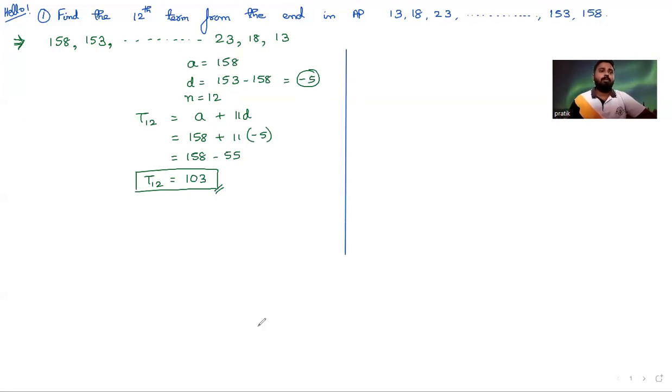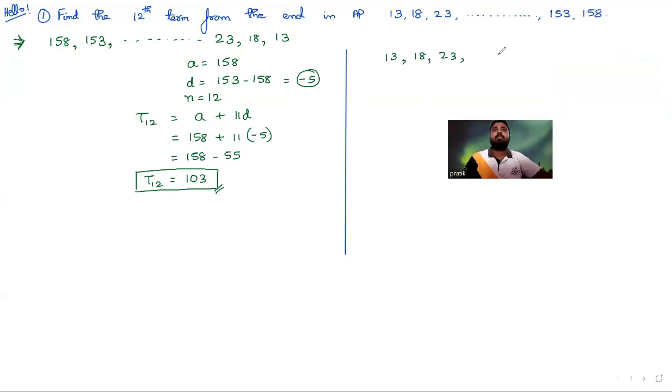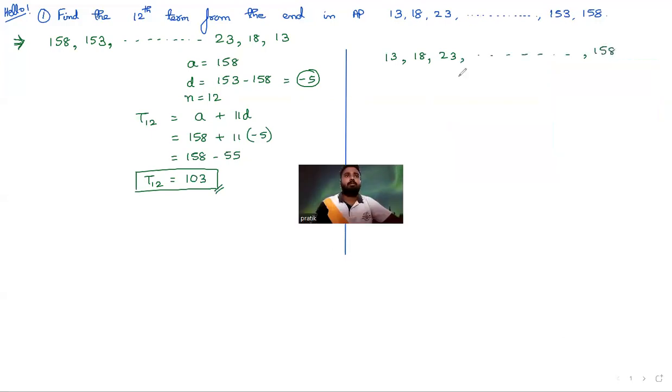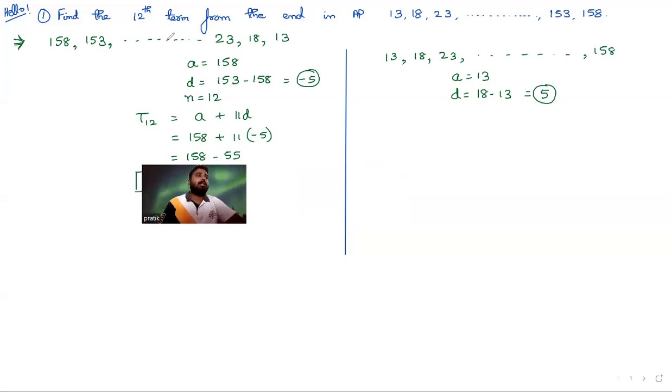Okay. Now, with respect to the given AP itself, when I have the AP, which is 13, 18, 23, and then the last term is 158. So in this scenario, definitely my first term is 13, and the common difference is 18 minus 13, which is equal to plus 5, because this is an increasing AP, so d is positive. Now that you have to find the 12th term from the end, okay, this is very important, from the end, it is not equal to T12.